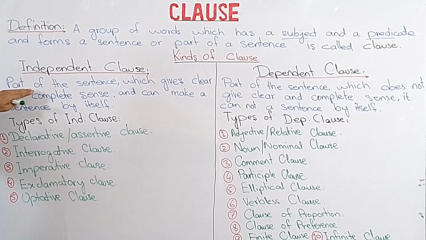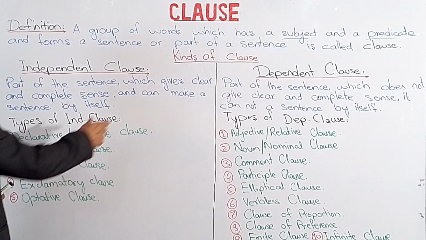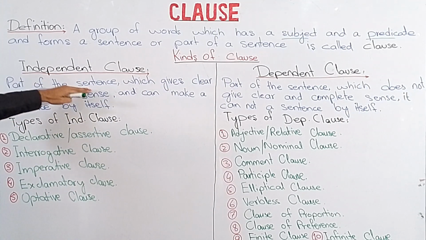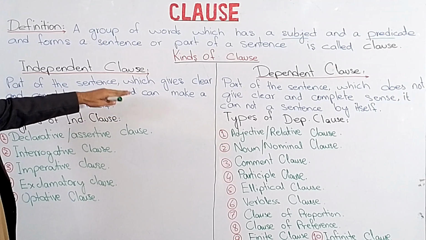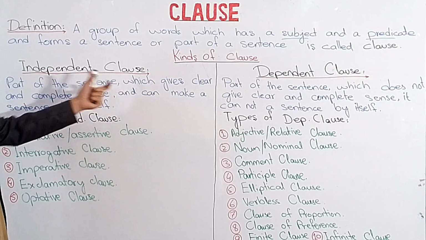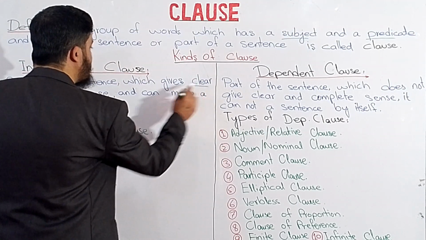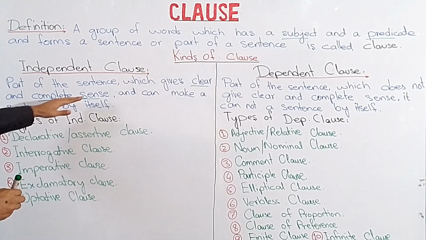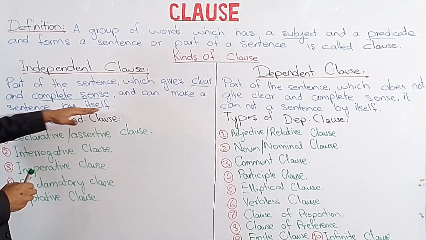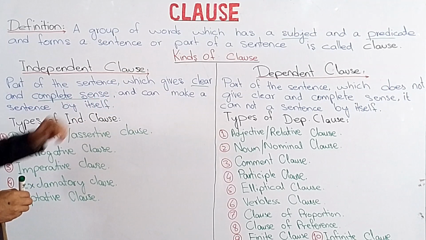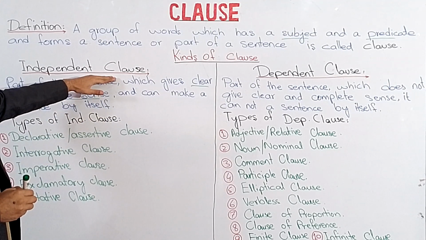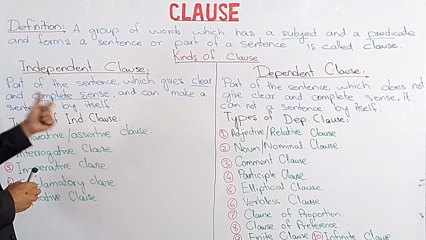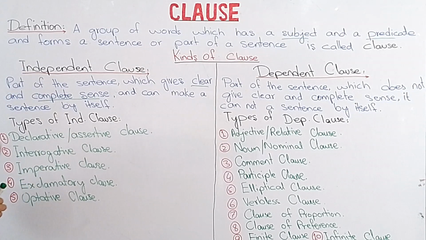The independent clause is the part of the sentence which gives clear and complete sense. Look, an independent clause has its own subject and predicate and conveys clear and complete sense. It conveys a clear and complete sense and it can make a sentence by itself. It is itself called a sentence, and we also call independent clauses simple sentences, because they convey their meaning by themselves. That's why they are called simple sentences as well.